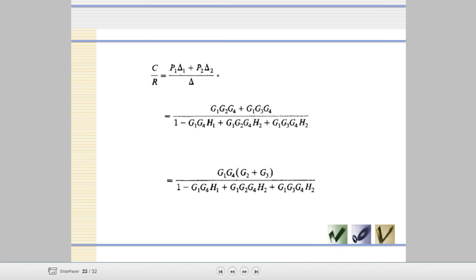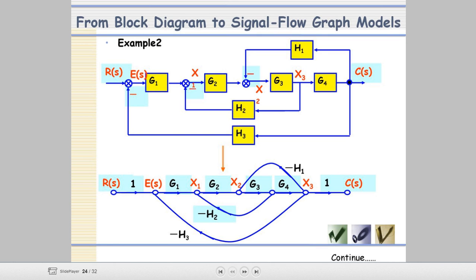So my formula was C by R equals P1 delta 1 plus P2 delta 2 by delta. Just put these values. We can see here G1 and G4 combine, G2 plus G3, with the denominator delta as it is. Again, if in the exam they give you a block diagram, then how are we going to calculate this?